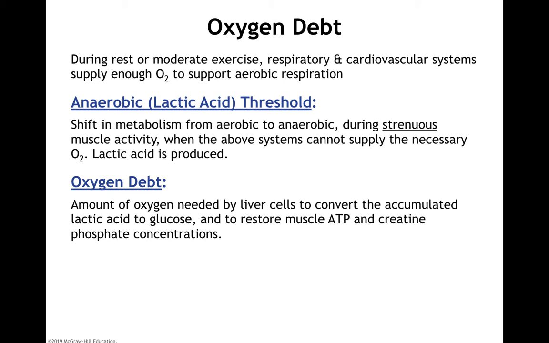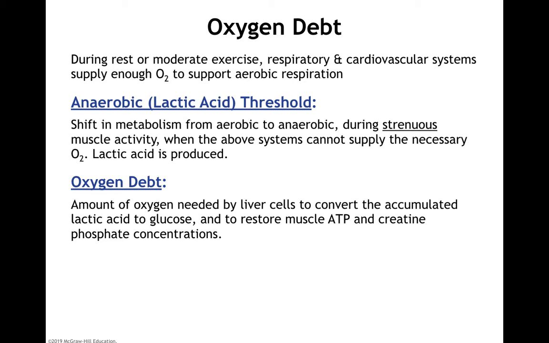However, when you are resting or when you have gone beyond the ability to use your muscles, you get into an anaerobic lactic acid threshold. There's a shift in metabolism from aerobic to anaerobic. That's during strenuous muscle activity. The systems can't supply enough oxygen, so it goes to lactic acid fermentation, as you'll recall from biology. And this means that you have to replace the oxygen that was on the myoglobin.